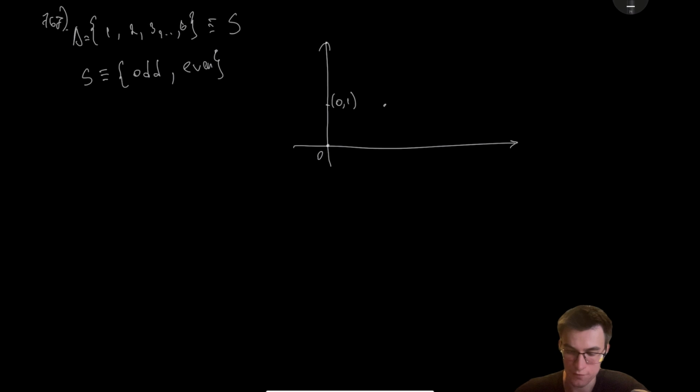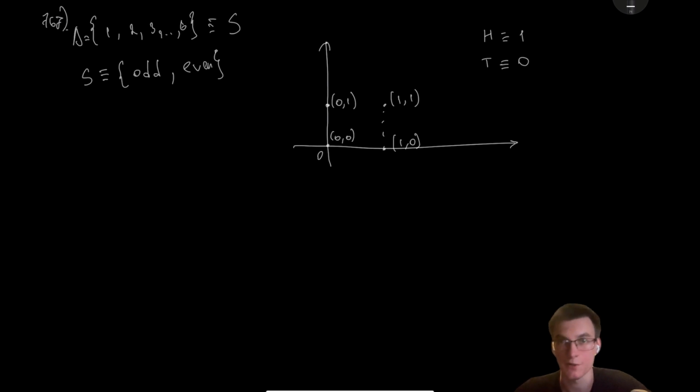Also, we have another point, which is the head and then the head, and 0 and 0, which is the tail and tail on the second toss, and 1 and 0, which is the head and then the tail. So essentially the head is 1, and the tail is 0. So we have 0, 1, 1, 1, 0, 0, 1, 1, and 1, 0.